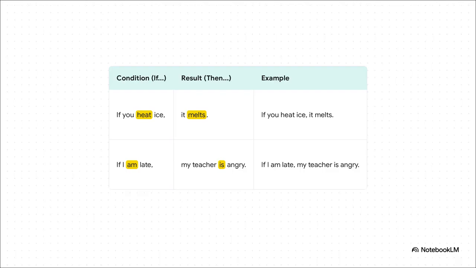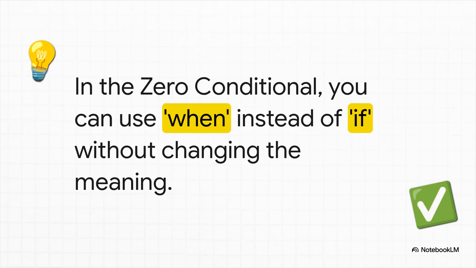So take a look at how this is built. The secret sauce here is that both parts of the sentence, the "if" and the result, use the simple present tense. If you heat ice, it melts. See? Both present. If I am late, my teacher is angry. Again, both present. It's a straight line, a direct, unbreakable link. This happens, so that happens.